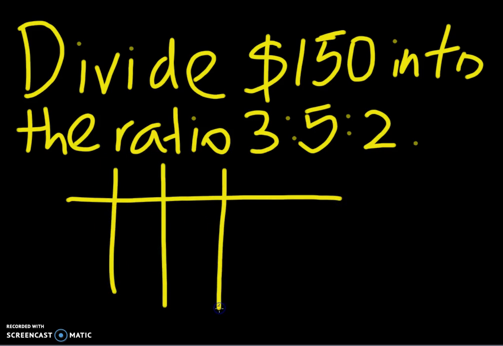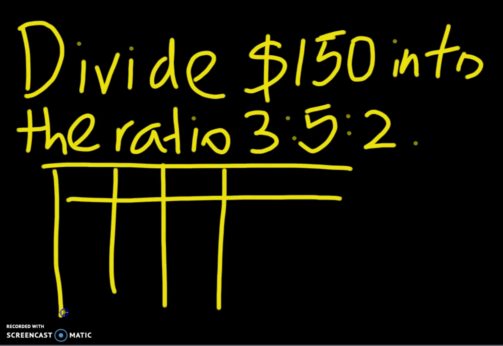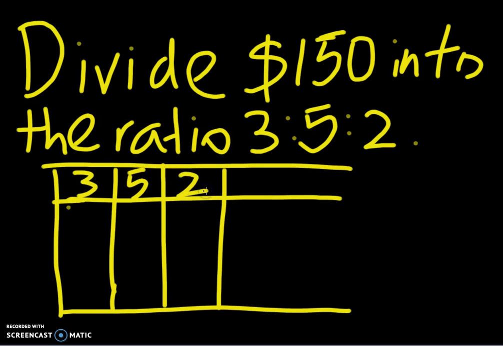1, 2, 3, and this one for the total. So that's for the total. We draw up a neat table, which is not so neat in my case, but I hope you make it neat. So we type in 3, 5, and 2. And as we know, 3 plus 5 makes 8, 8 plus 2 is 10.